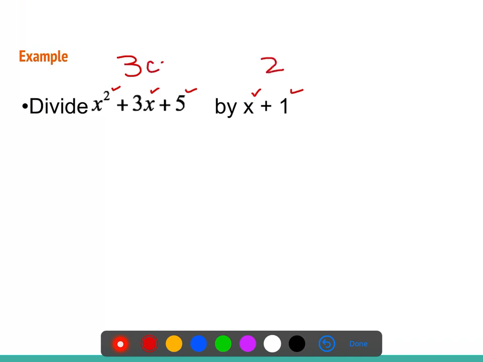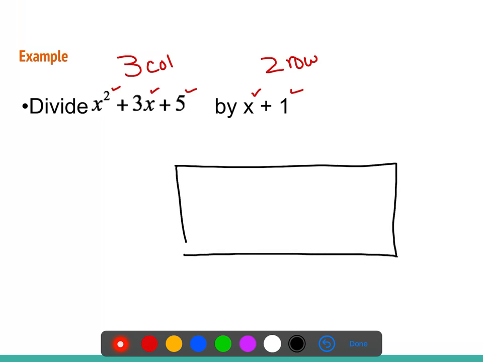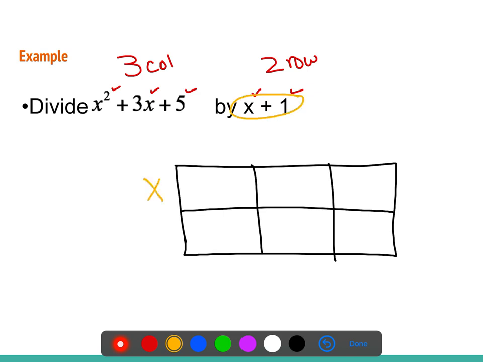Okay, now look at this one. I have x squared, then x to the first, then the number. So this is 3 terms. I have x and then the number, and that's 2 of them. So this is 3 columns by 2 rows. So I'm going to start with my box.